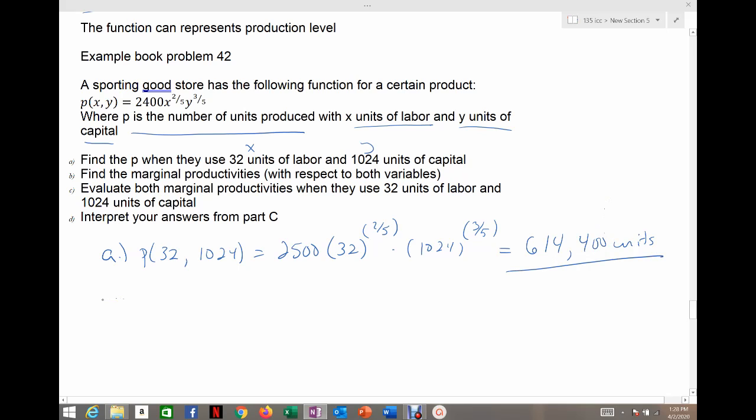Alright, so there's A. B, find the marginal productivities with respect to both variables. That means find the derivative with respect to both. So I'm going to find the derivative of the productivity with respect to x, and the derivative of the productivity with respect to y. With respect to x, x to the 2/5 is the part I'm going to take the derivative of. So the 2,400 and the y to the 3/5 come along. I take the derivative of the x part, x raised to the 2/5, so first thing I do is pull out the power 2/5, x raised to the 2/5 minus 1, which gives me negative 3/5.